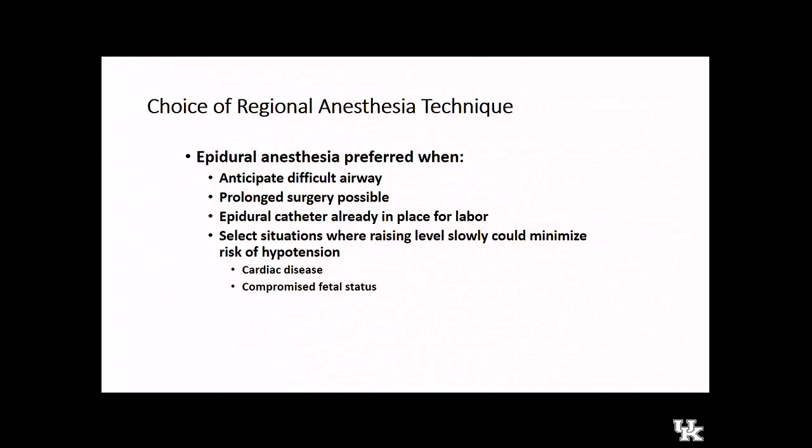Clearly, a patient who's been in labor with an epidural that's working, your preferred choice is going to be to dose that epidural. And there are a few other situations where you may specifically want to raise your anesthetic level slowly so that you don't get a rapid onset of sympathectomy and decrease in SVR and maternal hypotension. And that would be in women with significant cardiac disease. And occasionally, if you have a compromised fetus that you think any little drop in blood pressure that baby may not tolerate, you may want to use an epidural rather than a spinal where you get a more rapid onset.